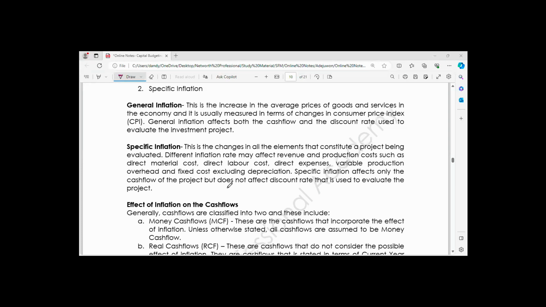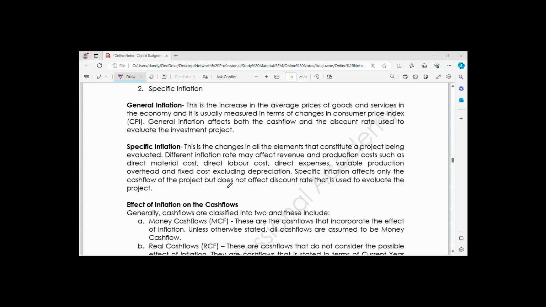Now, if in a question you are given cash flow and the examiner did not mention whether it is real or whatever, it is assumed that that cash flow is a money cash flow, because in a question, all cash flows given are assumed to be money cash flows, except the examiner says otherwise.